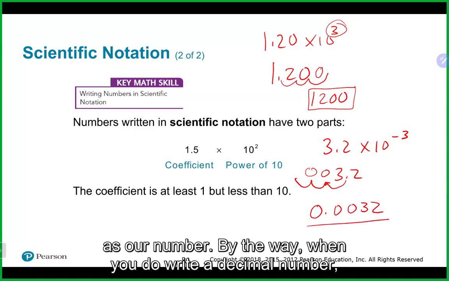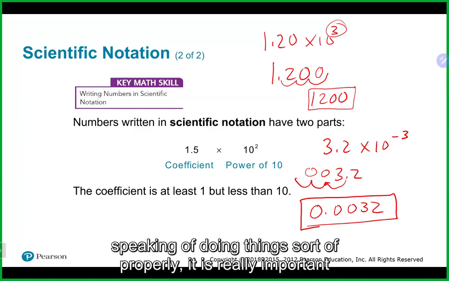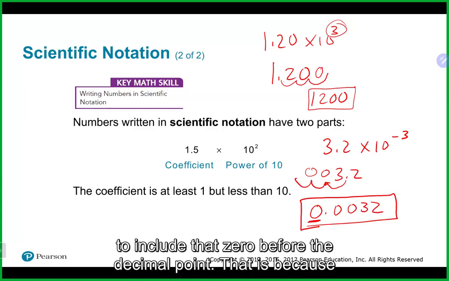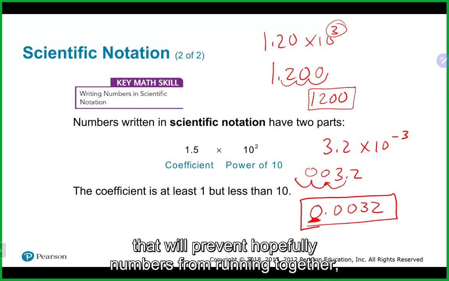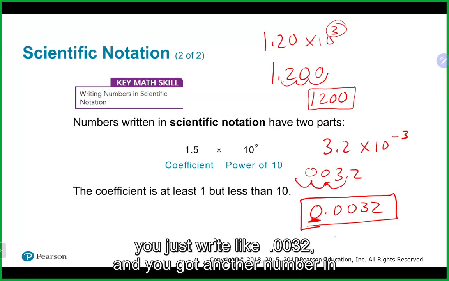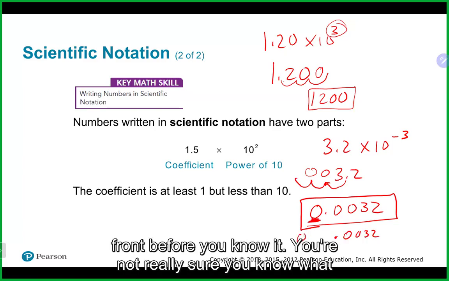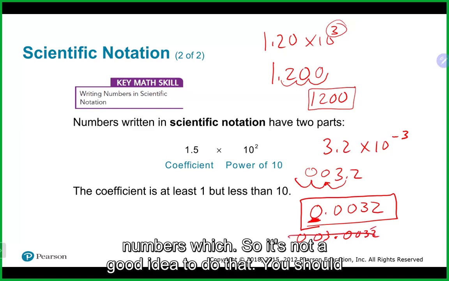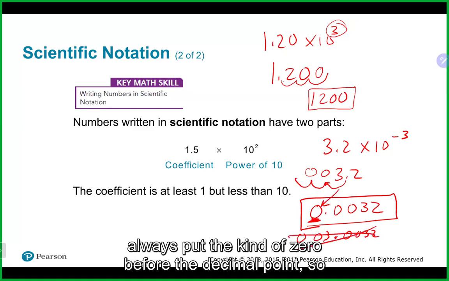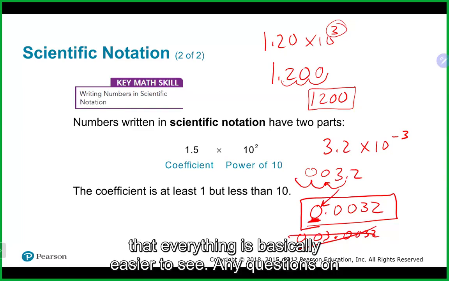By the way, when you do write a decimal number, speaking of doing things properly, it is really important to include that 0 before the decimal point. That will hopefully prevent numbers from running together. If you just write .0032 and you have another number in front, before you know it, you're not really sure which number is which. So it's not a good idea to do that. You should always put the 0 before the decimal point so that everything is easier to see.